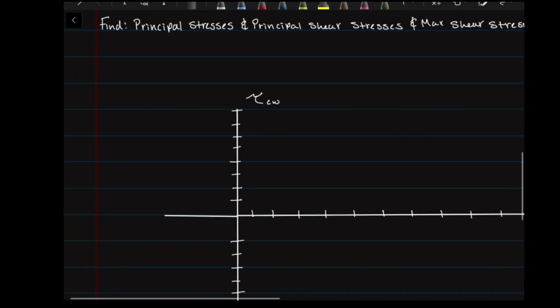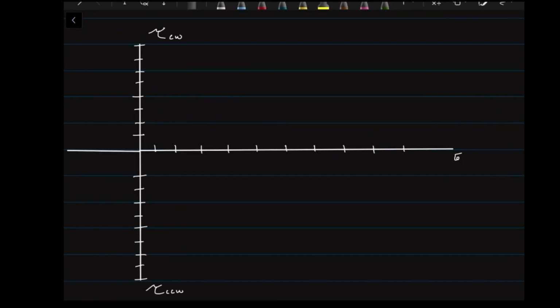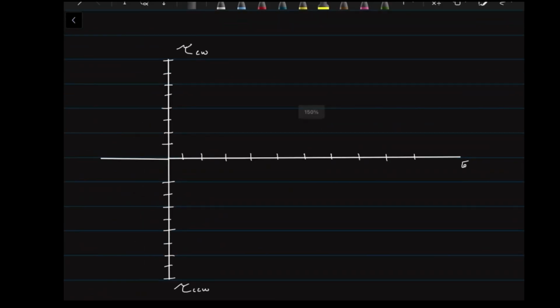The sigma axis, that stays the same. Positive to the right, negative to the left. Very easy. I promise. This will not be hard.